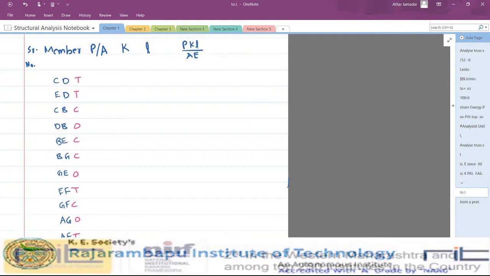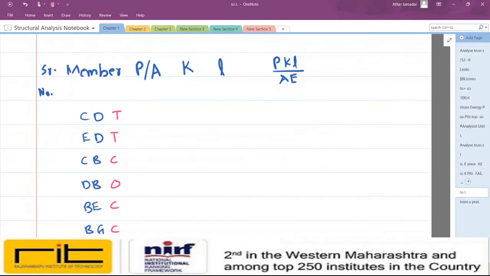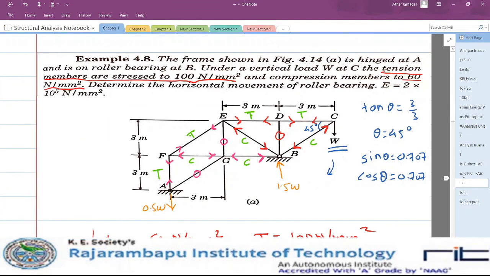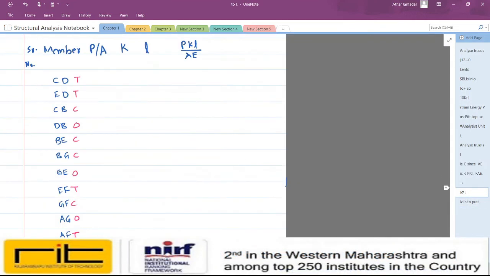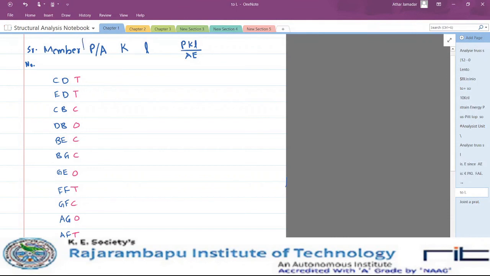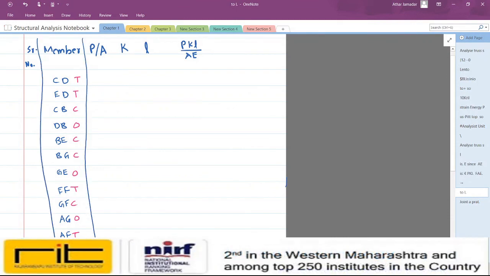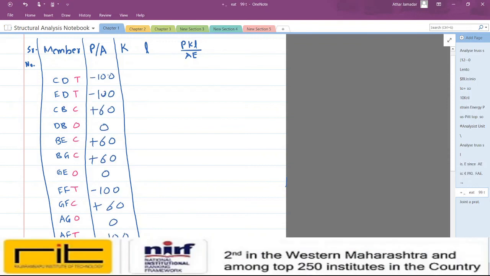Okay, so now we will directly write down P by A values. In the problem you have seen that compressive stress is given as 60 Newton per mm square and tensile stress is given as 100 Newton per mm square. So in this table, wherever T is there, that means wherever tensile forces are there, these T letters will indicate the tensile nature of forces. Okay, and the C letter will indicate the compressive nature of forces. So this is the only different part in this problem.